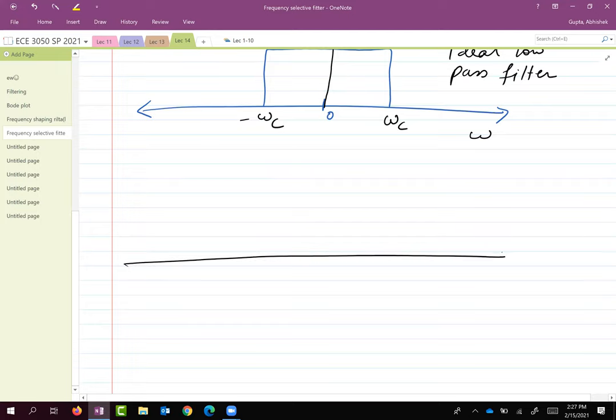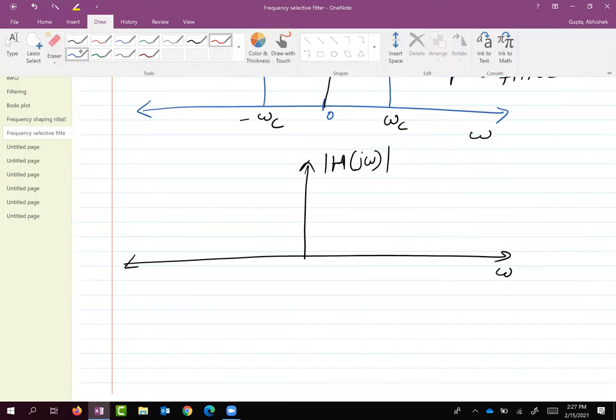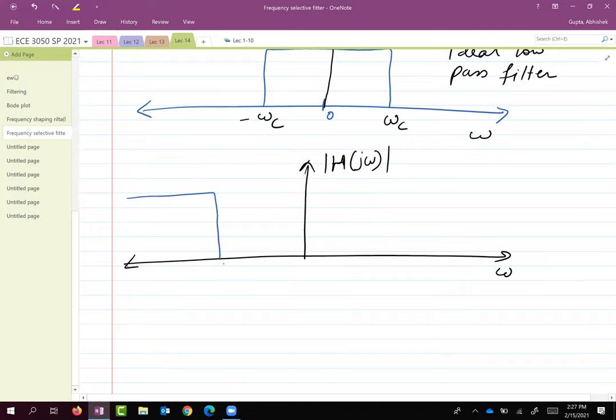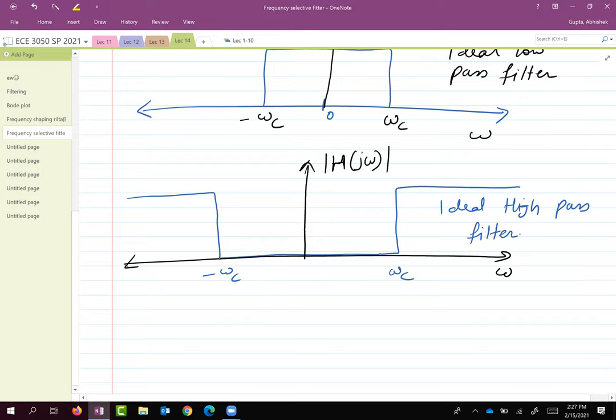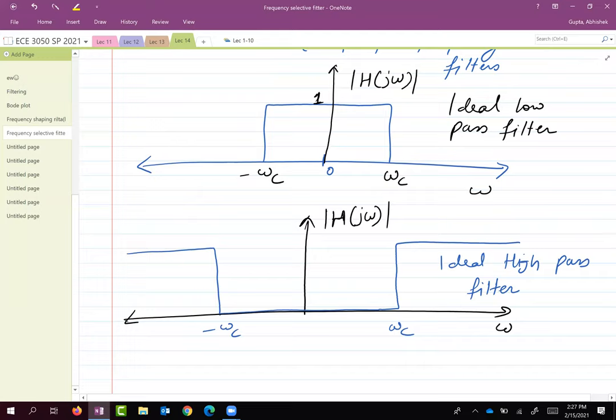The ideal high pass filter, omega, looks like this. This is a high pass filter. This is equal to 1.